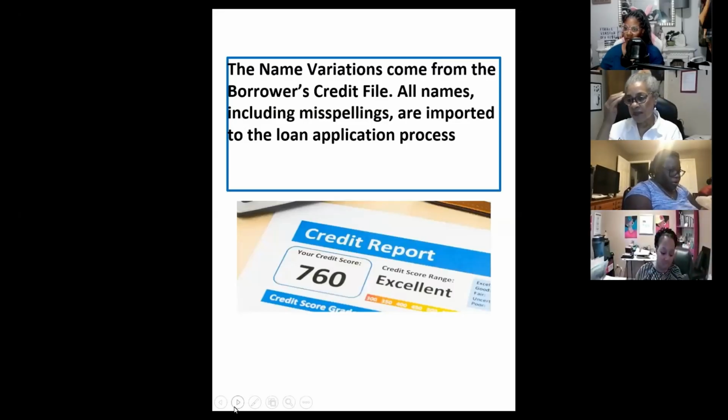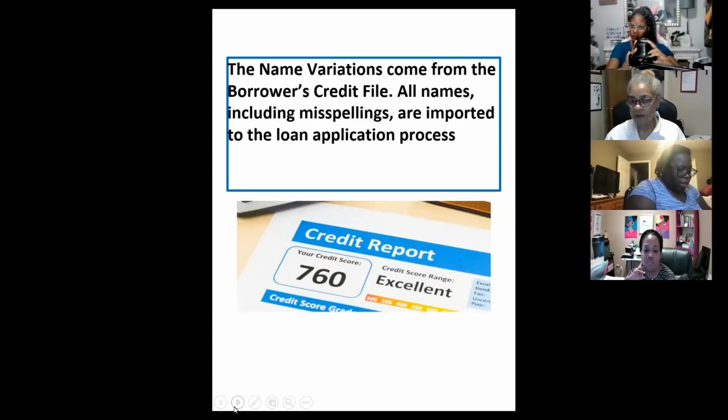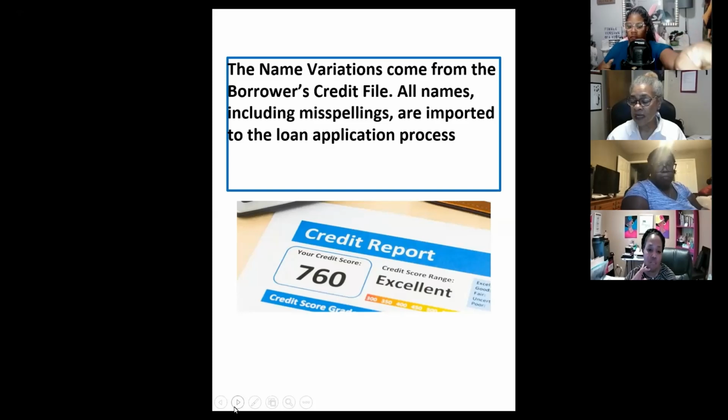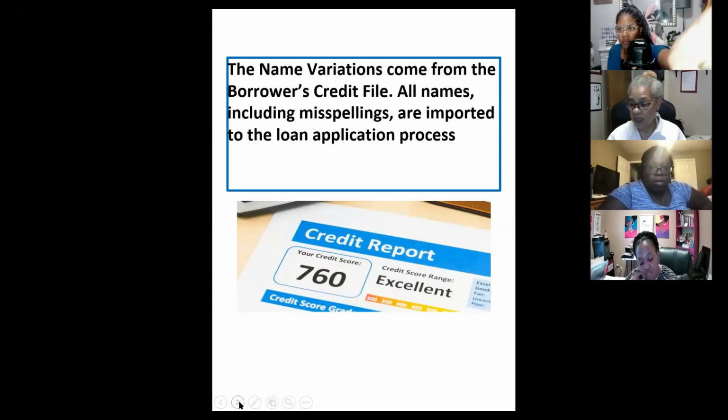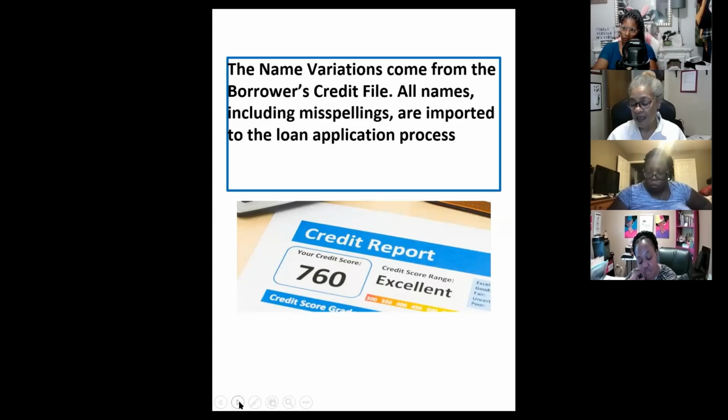Now with our signature name affidavit documents, the name variations come from the borrower's credit file. All names, including those that are misspelled, are imported from the credit report to the loan application process. So anything that shows up in that credit file is going to be shown on that application, and then it's also going to be shown on separate documents, and it's a separate type document that we're going to look at tonight.